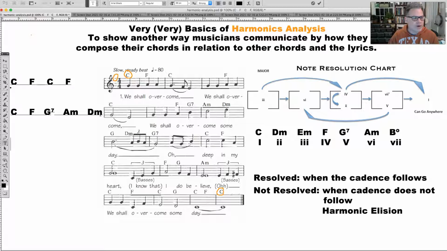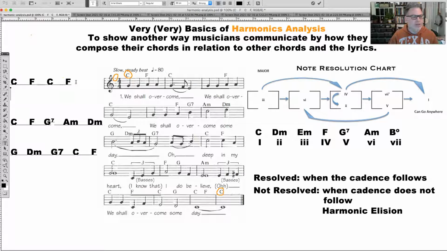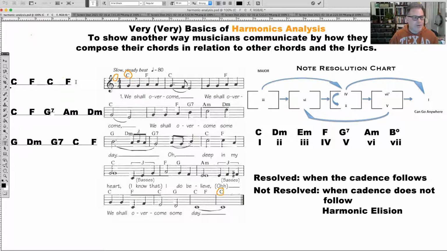All right, I'm going to do one more line. Now I've got a G, D minor, G7, C, F. Okay. Now, what we do next is we go underneath these and we put in the Roman numerals.